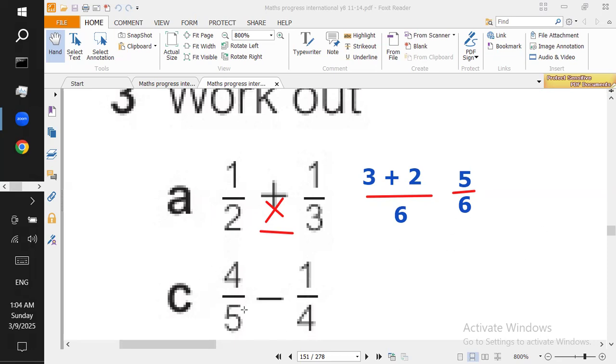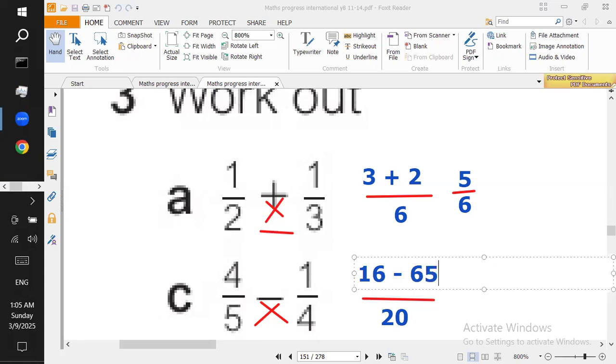Same idea here, 5 and 4. We can't multiply one of them to make it like the other. So we multiply and cross multiply like this. First, let's write the common denominator, which is 20. And then we cross multiply. So 4 times 4 is going to be 16, and then 5 times negative 1 is going to be negative 5.